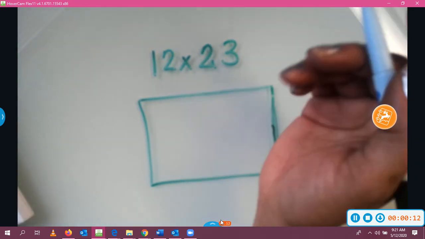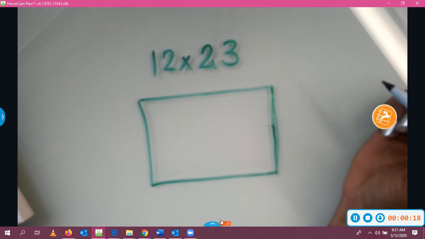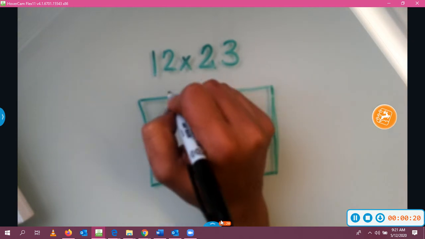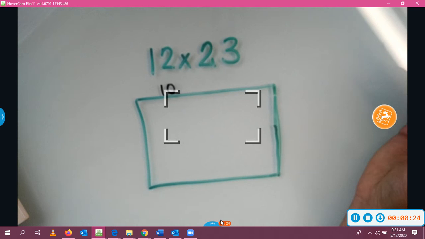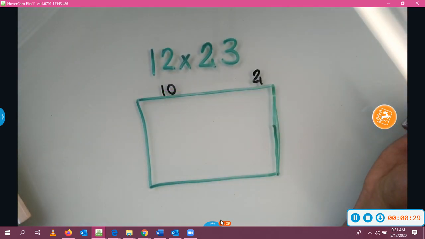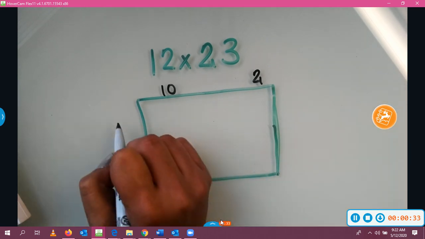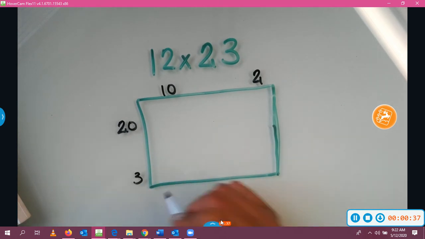Okay, so here we go. All right, 12 and 23. So you would take this first number. I'm gonna take out the 10. I'm going to put what's left over on that side. Then on the 23, I'm going to take out the 10s and add what's left on the bottom.